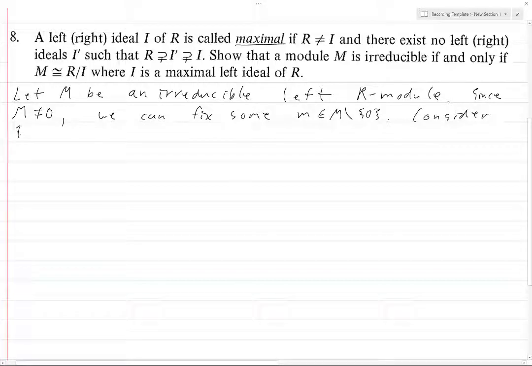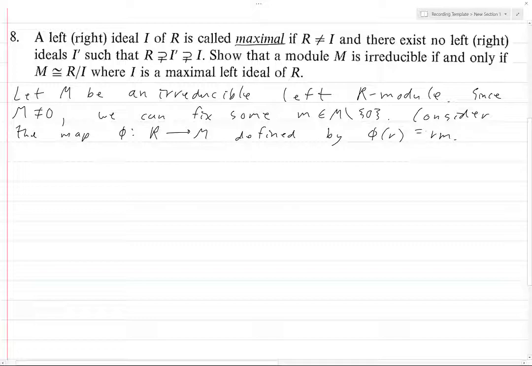Consider the map phi from R to M defined by phi of r is equal to rm. M is a left R-module, and so this R that we're looking at, we're going to be considering R as a left R-module. That's going to be pretty important. So anyways, we're going to define it like this.